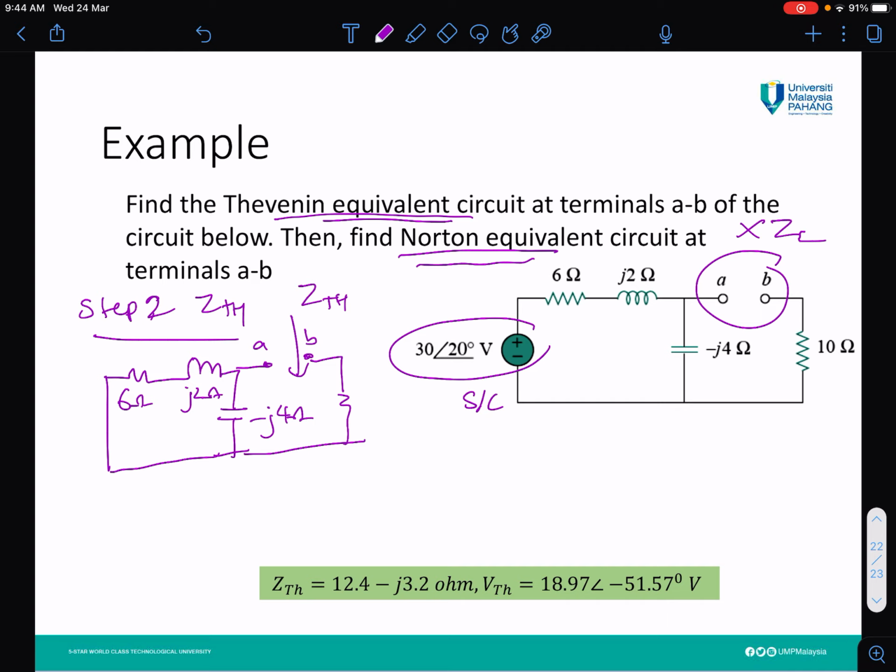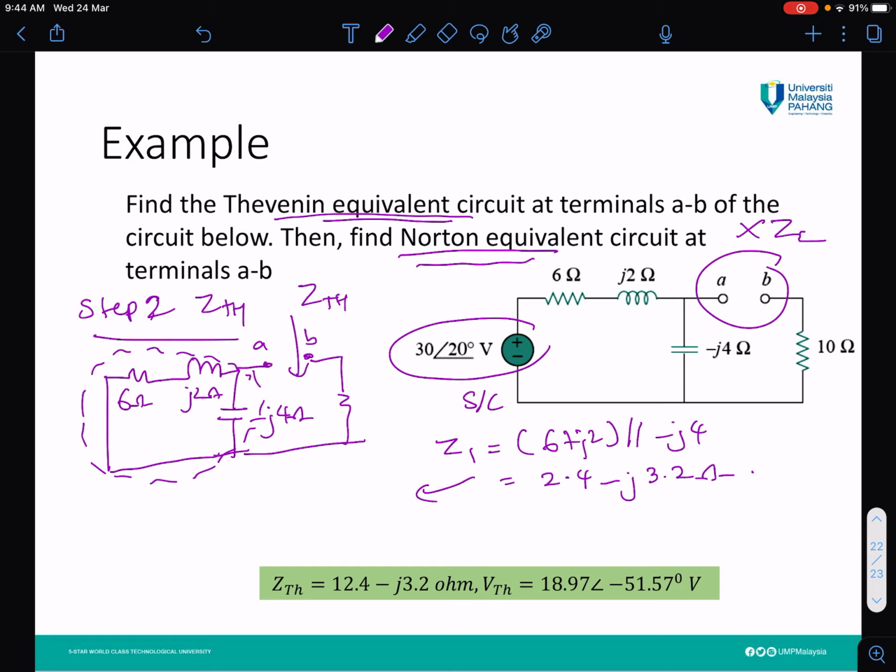From here, I can say this part is a parallel. So you need to calculate Z1 equals 6 plus J2 in parallel with negative J4. I just give you a direct answer; you can calculate it by yourself. So here it is 2.4 minus J3.2 ohms.